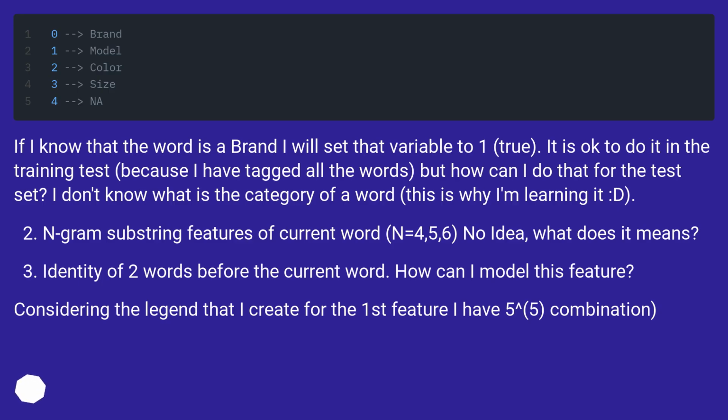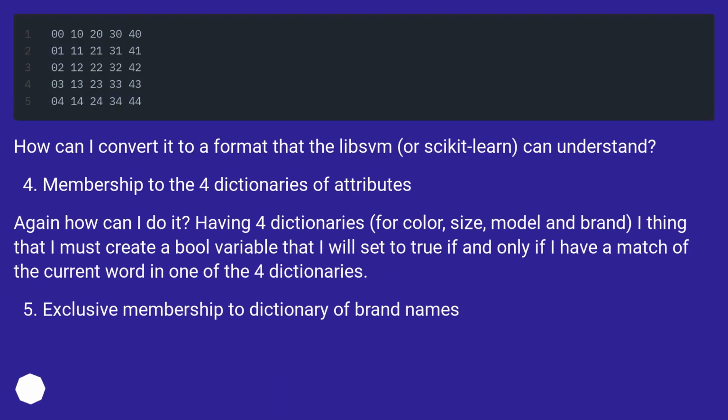N-gram substring features of current word, n equals 4, 5, 6, no idea, what does it mean? Identity of 2 words before the current word. How can I model this feature? Considering the legend that I created for the first feature, I have 5 combinations. How can I convert it to a format that libsvm, or scikit-learn, can understand?